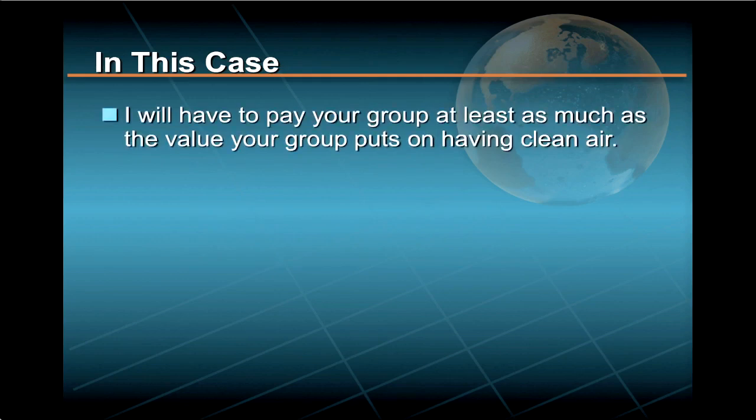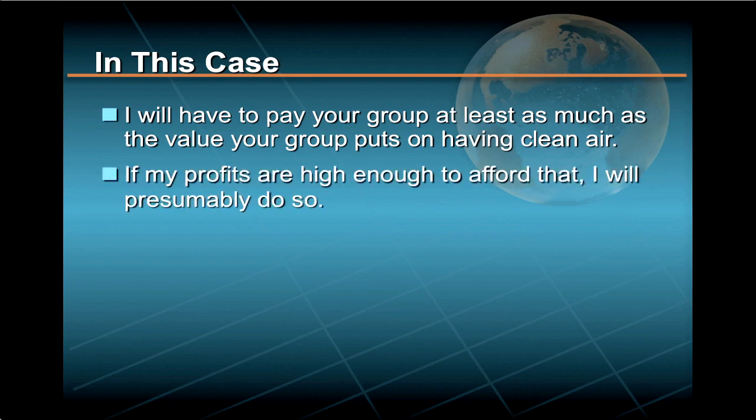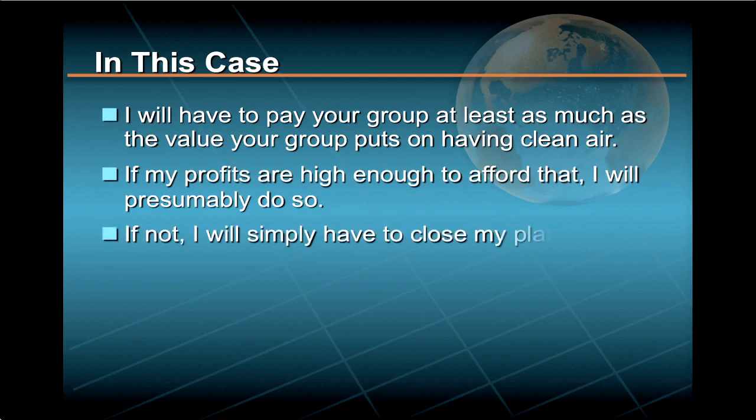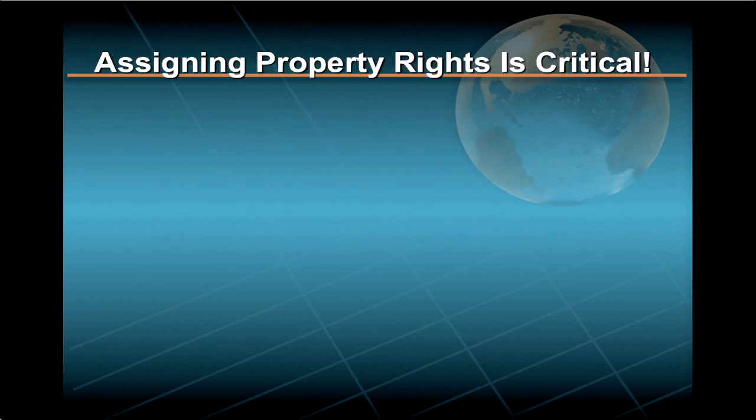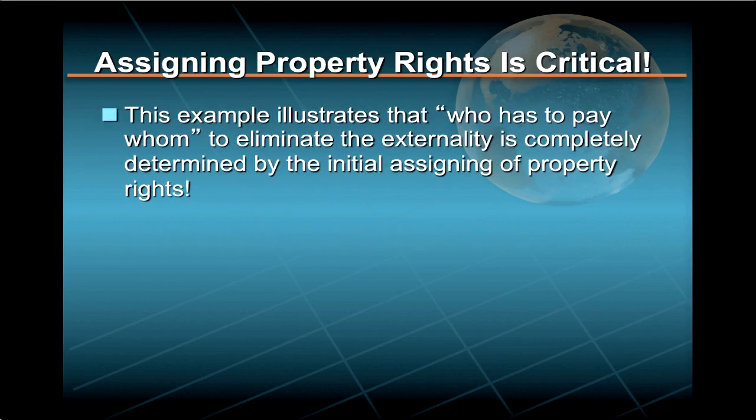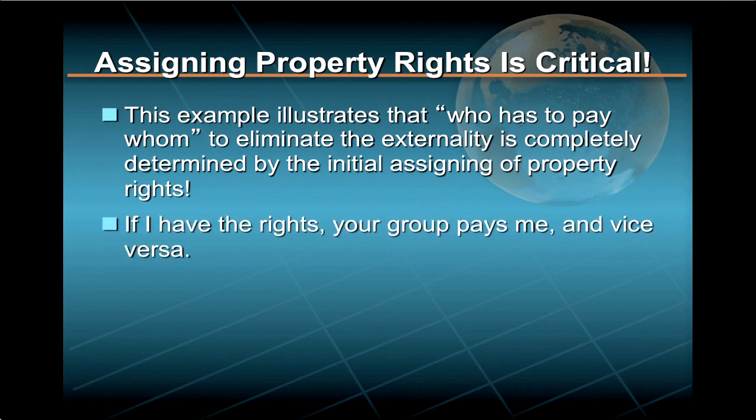In this case, I will have to pay your group at least as much as the value your group puts on having clean air. If my profits are high enough to afford that, I will presumably do so. And if not, I will simply have to close my plant. Now, one thing that is very interesting about this example is that who has to pay who to reduce or eliminate the externality is completely determined by the initial assigning of property rights. If I have the rights, your group pays me, and vice versa.